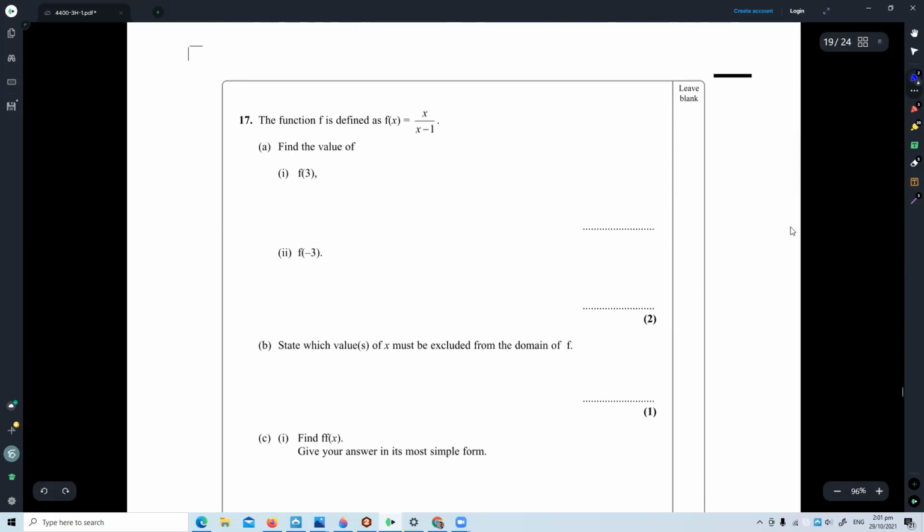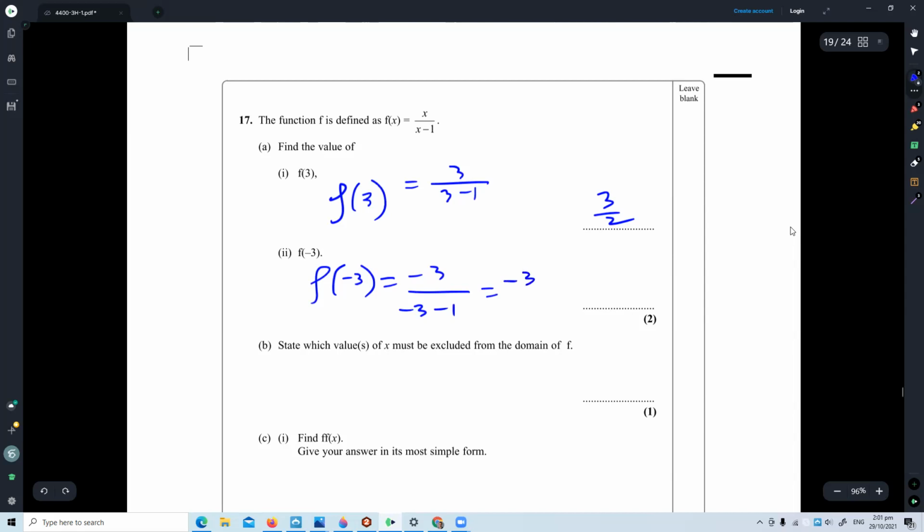Function f is defined as x over x minus 1. What's f of 3? So I'll plug that in. So 3 over 3 minus 1, which is 3 over 2. F of negative 3. So that's negative 3 over negative 3 minus 1, which is negative 3 over negative 4, which is 3/4. And then which values must be excluded from the domain of x?